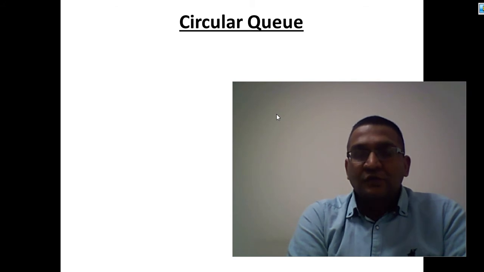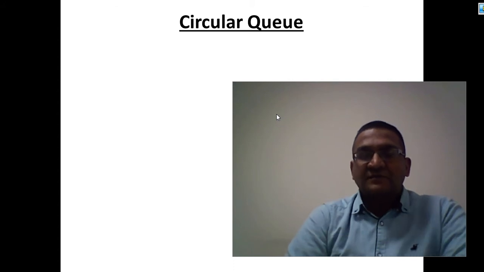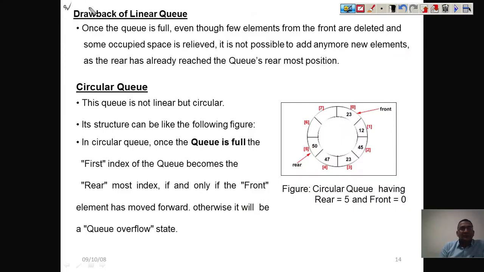So this queue allows us to make use of optimal allocation of all the available spaces within the queue. We will see in more detail. So let's start. Okay, let's talk about the drawback of linear queue, which gave rise to the circular queue.